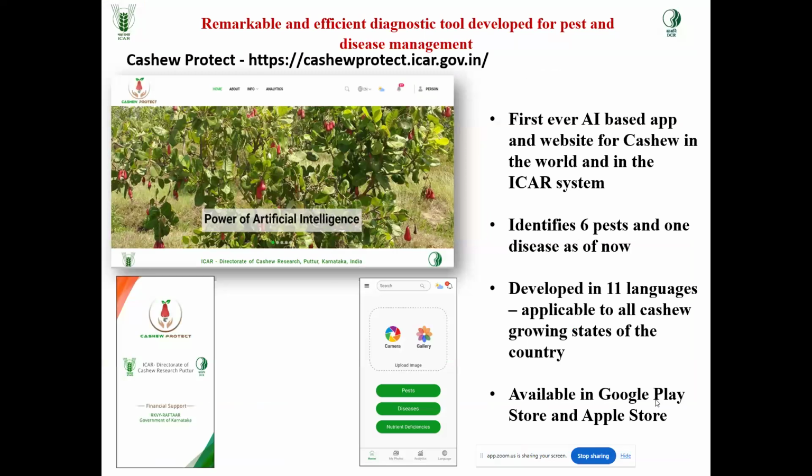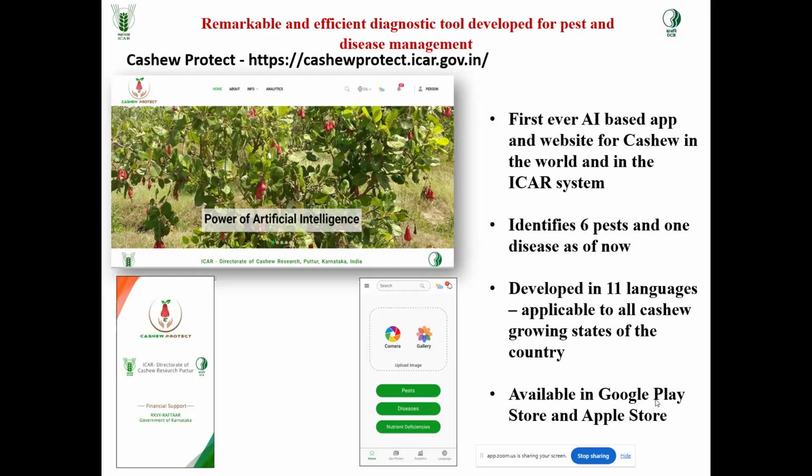One app we have standardized in cashew to help the cashew growers to identify the pest and to get its management practices, how to combat that problem. Here the first ever AI-based app which has been developed, that is Cashew Protect, which is developed in 11 languages, and 6 pests have already been fed in that.